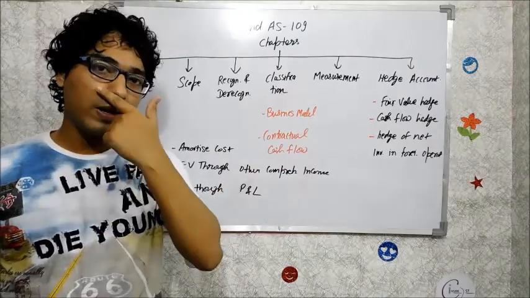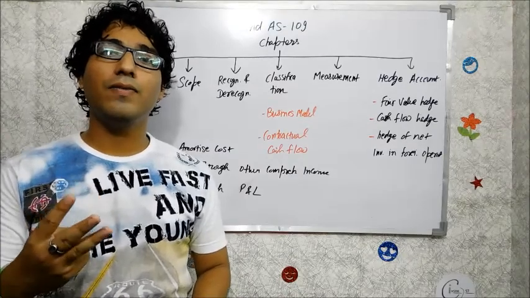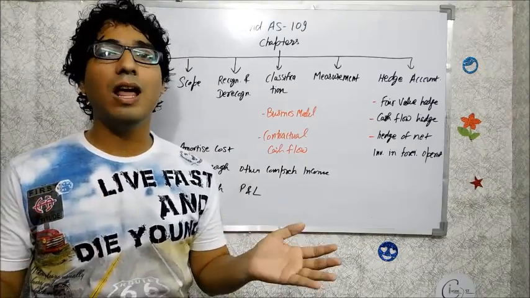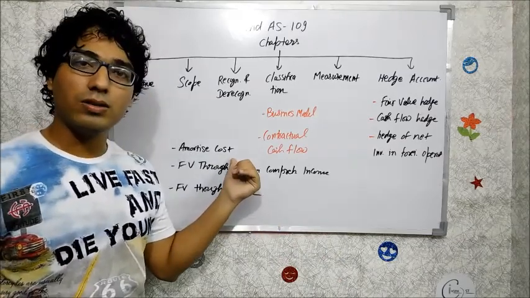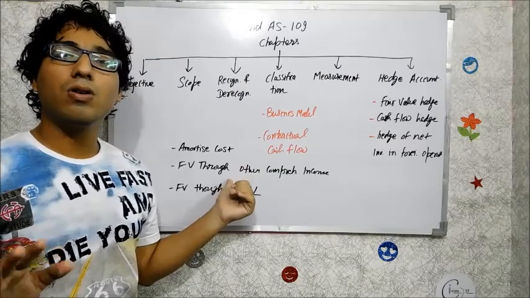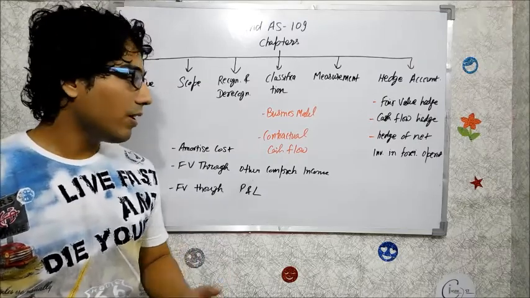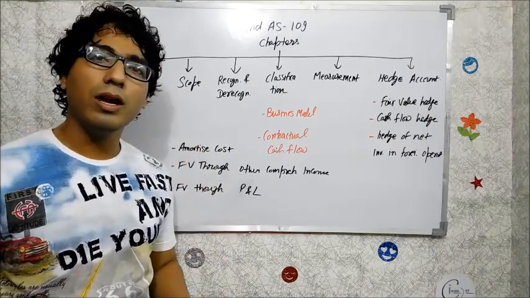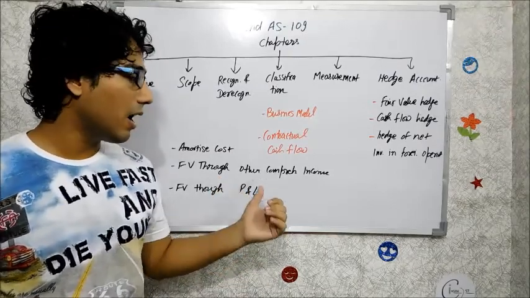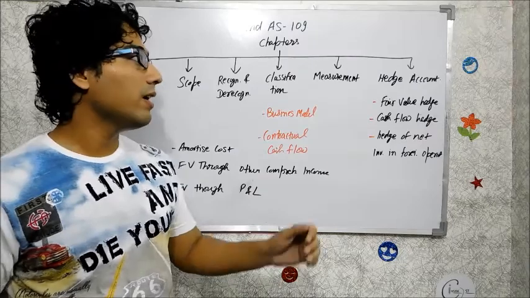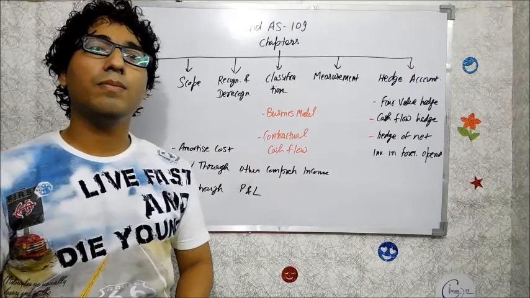Now the fourth one is important, that is the classification of financial instruments. Basically there are three classifications, like you have to classify the financial asset or liability into three different segments. The first one is amortized cost, the second one is fair value through other comprehensive income, and the third one is fair value through profit and loss account. So this is the classification criteria which is mentioned in chapter number 4.